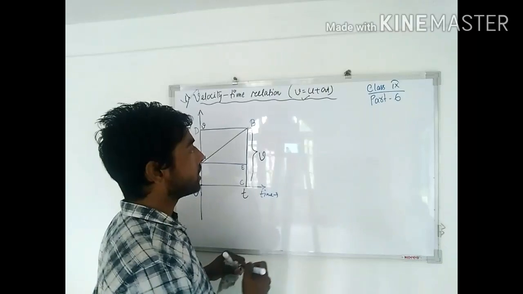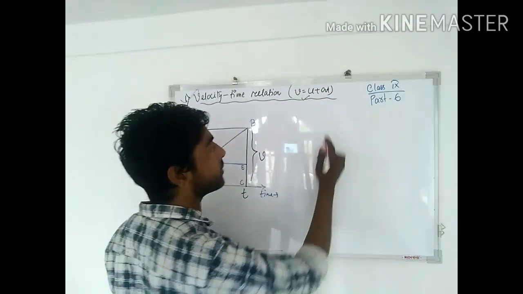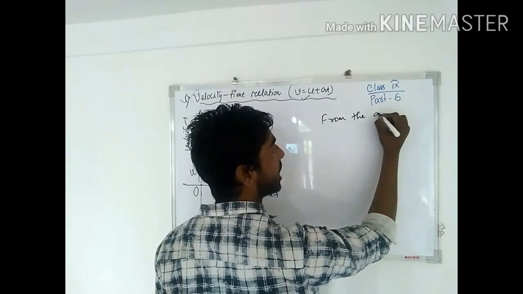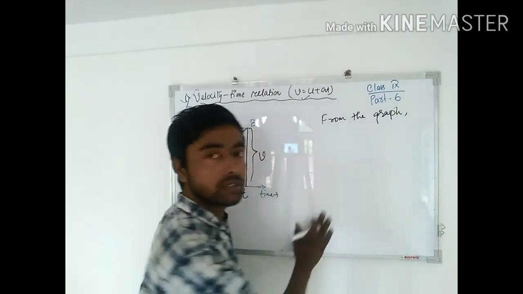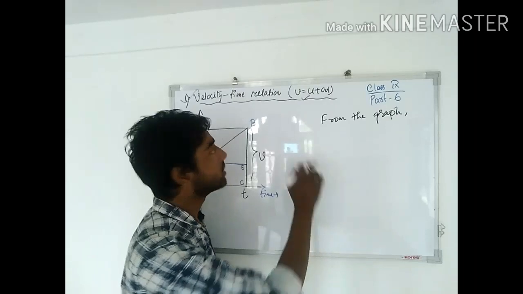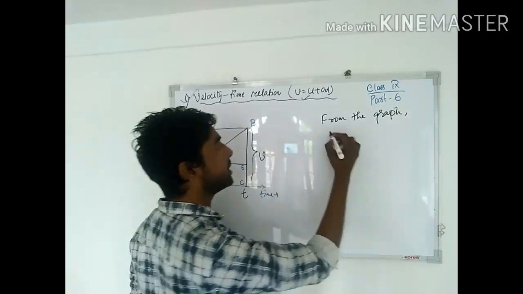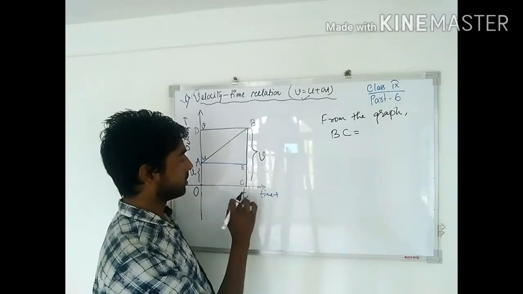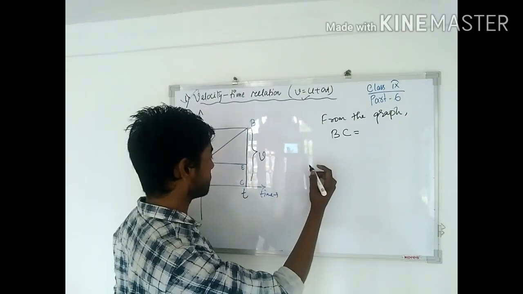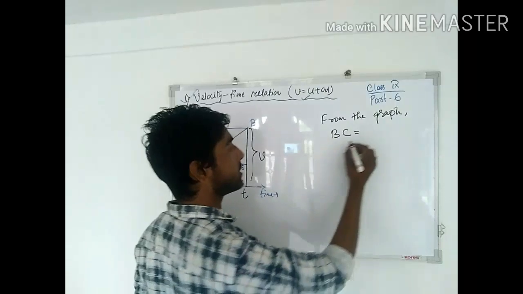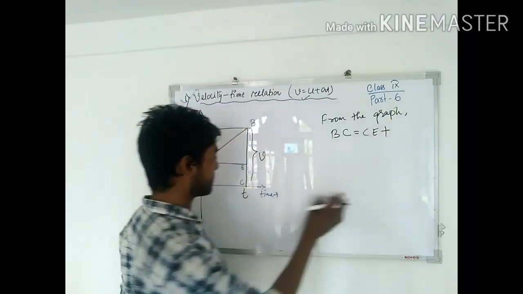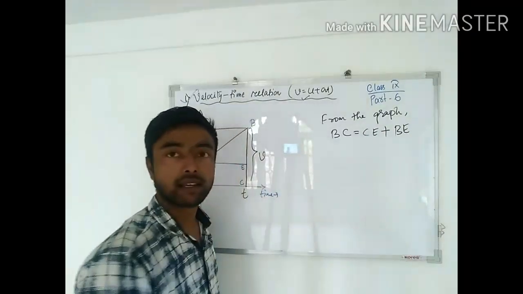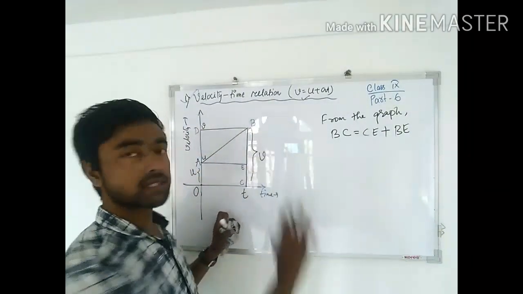Now you see, if I write V is equal to something, can I write from the graph? I am going to derive this equation. From the graph, can I write BC is equal to, listen very carefully, BC is equal to what? BE plus, okay, CE plus, can I? BC is equal to CE plus BE, can I? Yes. See, BC is equal to CE plus BE.